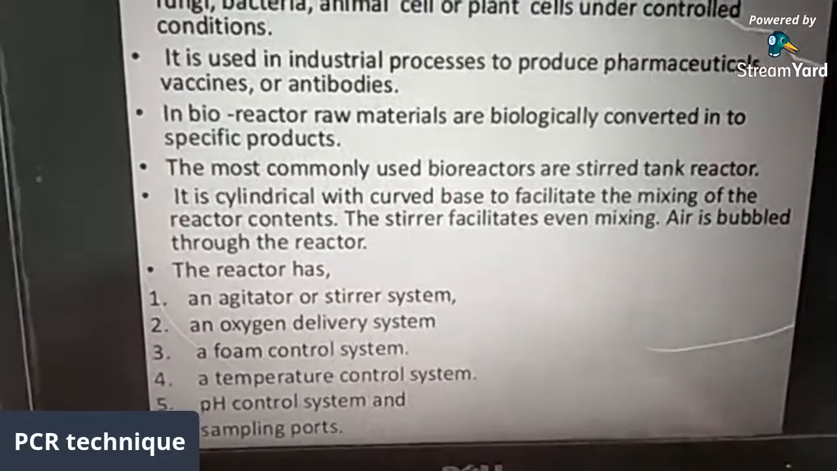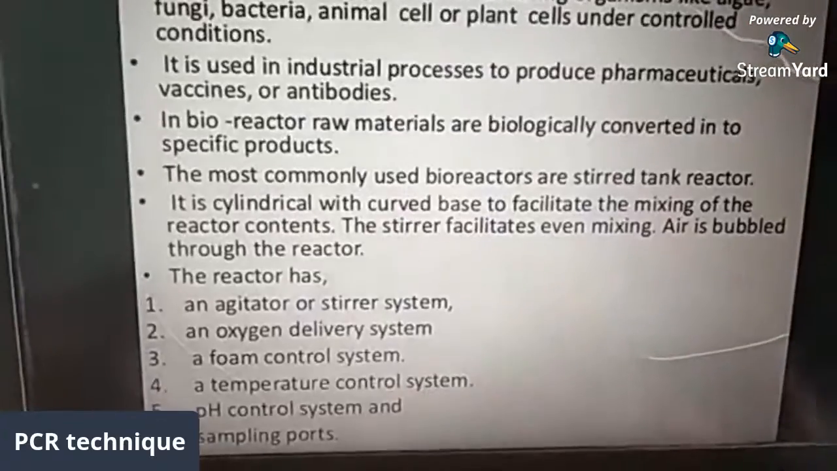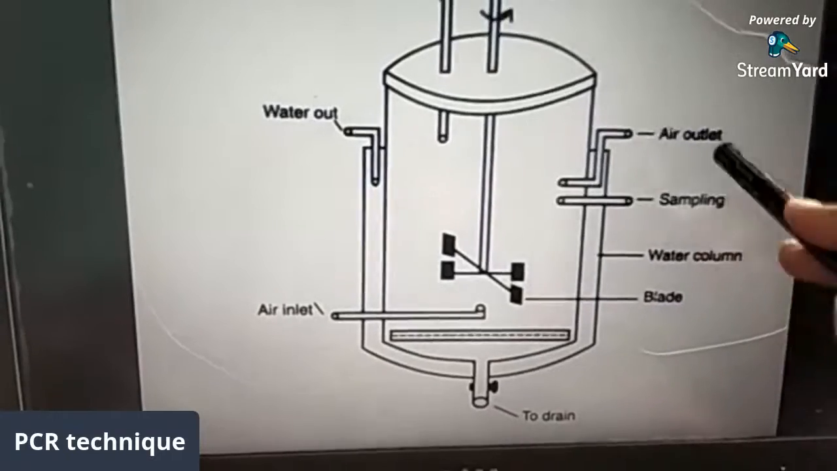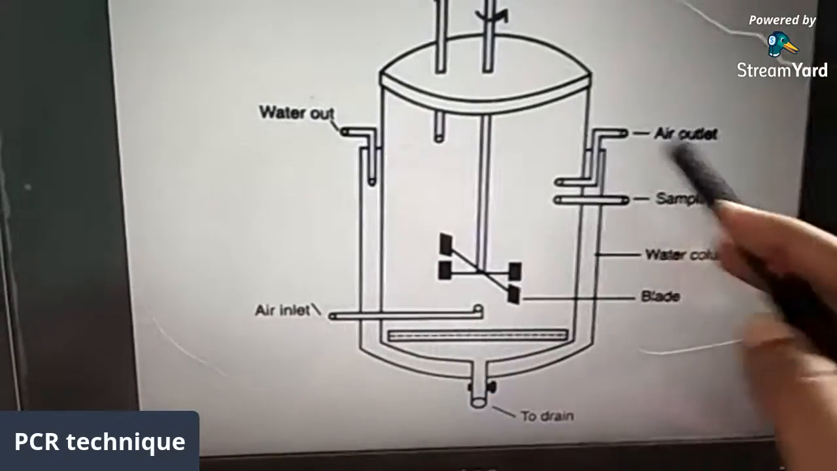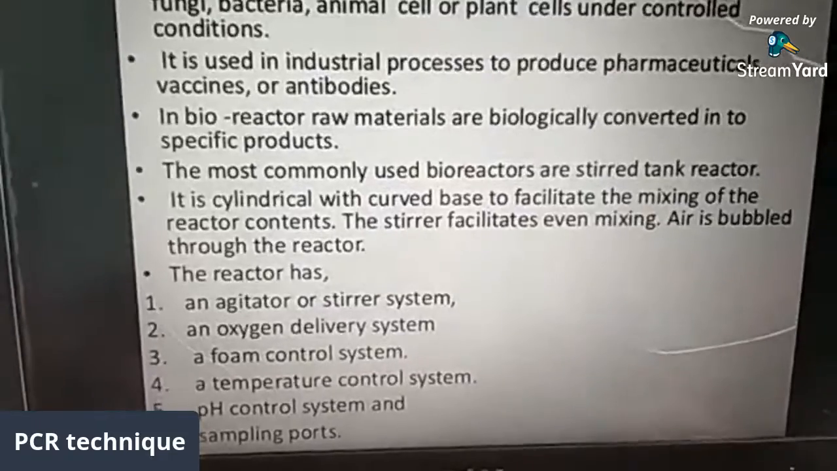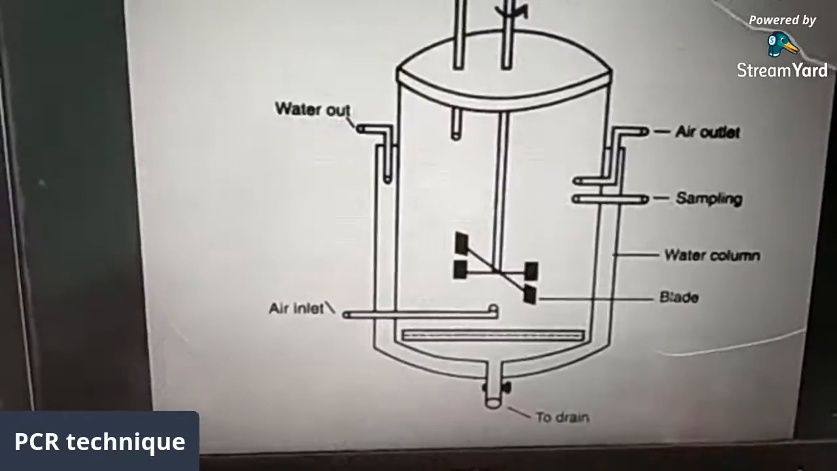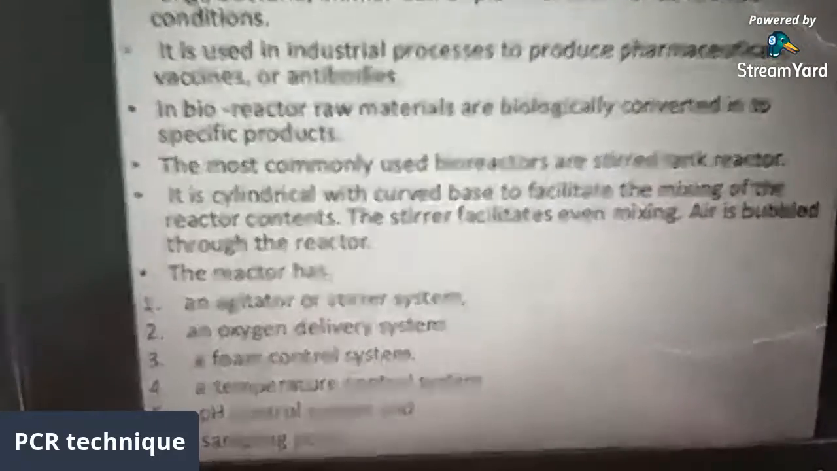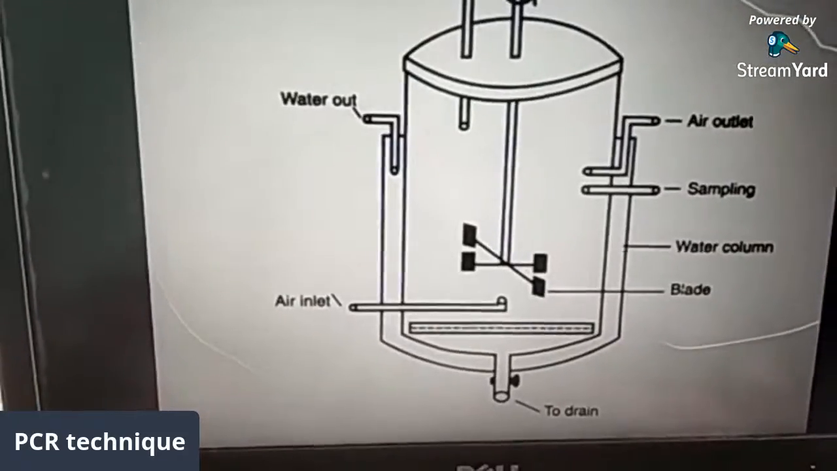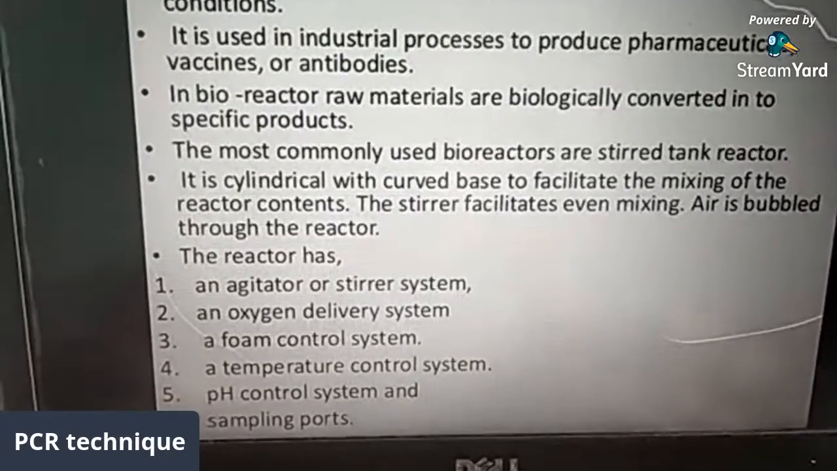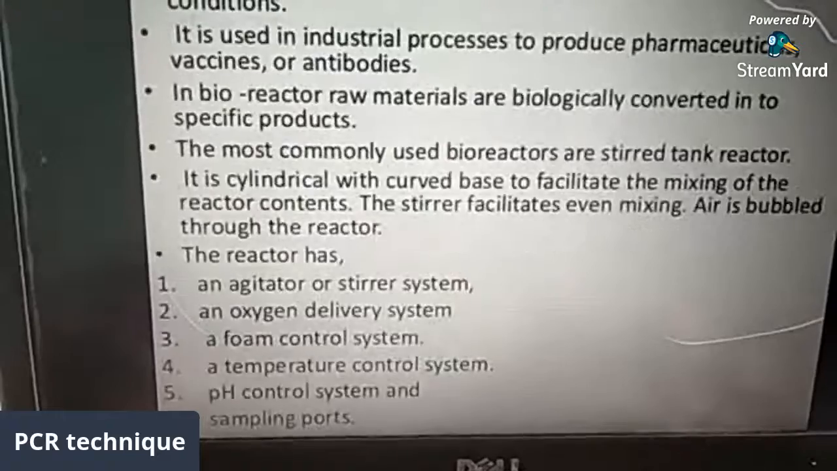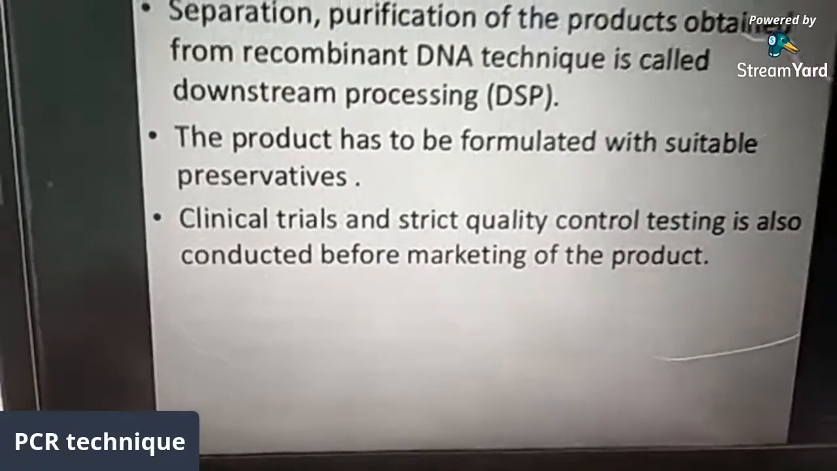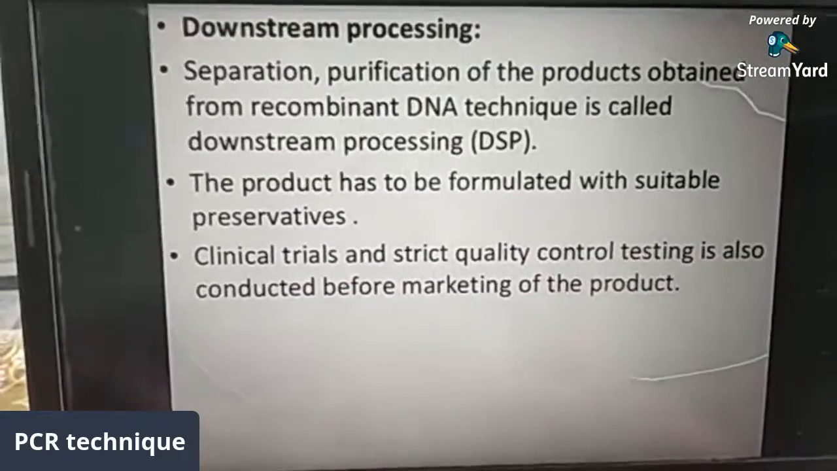An agitator or stir system. Look, second, an oxygen delivery system, that is, air inlet and air outlet. It means the oxygen delivery system. A foam control system. This is the foam control system. A temperature control system. Okay. Next one is the pH control system, and the last one is the sample ports. Okay. So this is the overview of the bioreactor, and the last one is the downstream process.